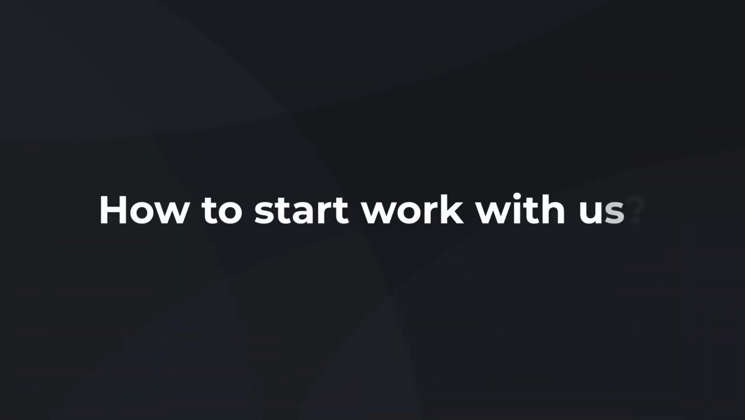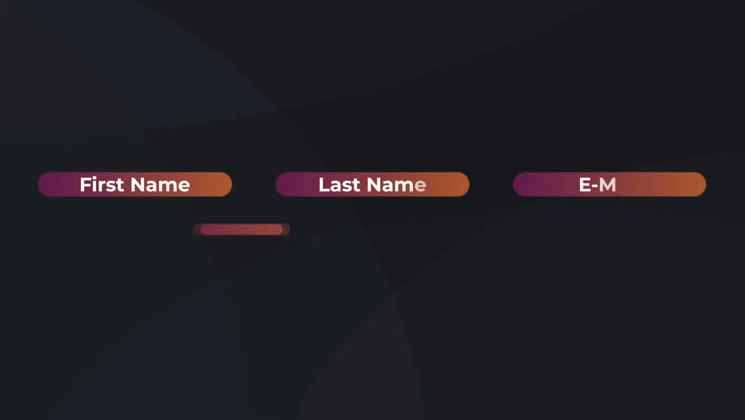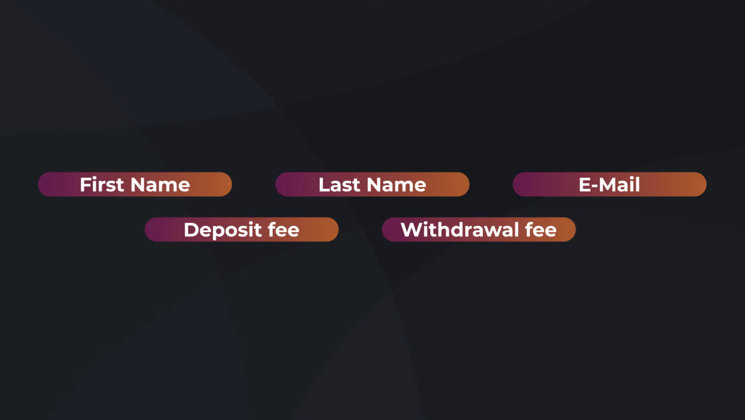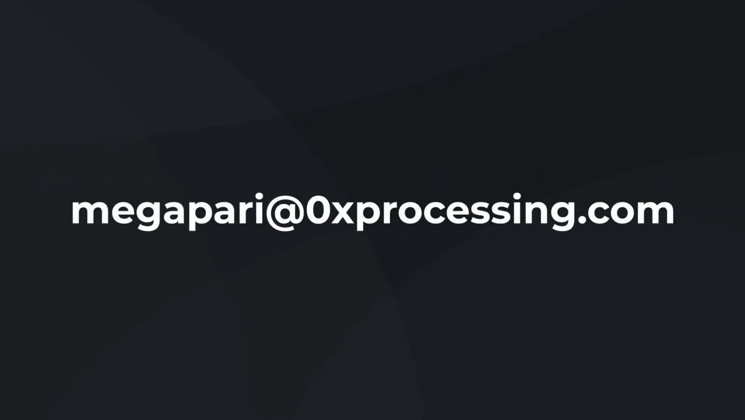How to start work with us. In order to start working with 0x Wallet agent, you must provide us your data: first name, last name, email, and account in the system that will be linked to it, deposit fee %, withdrawal fee %. The request is sent to the email megapari@0xprocessing.com. A new agent is added to the system within 24 hours.